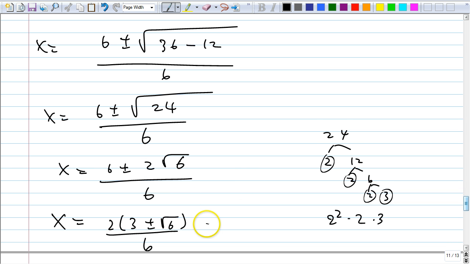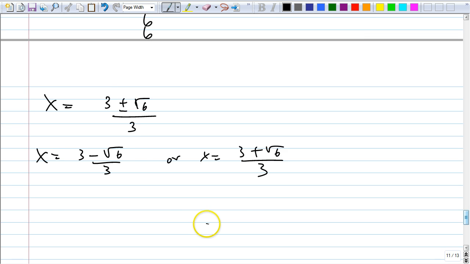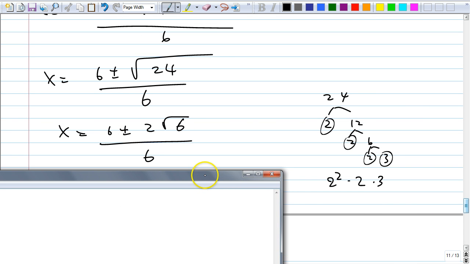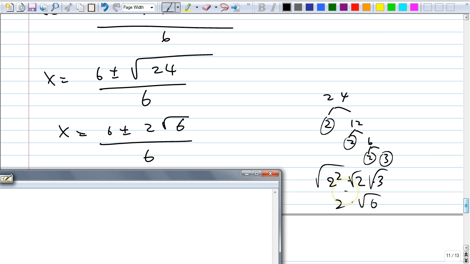Now, can I leave it as this? Am I done? Everybody see why square root of 24 is really 2 rad 6? Because like I said, it's 2 squared times 2 times 3, all square rooted. So we get 2 times square root of 6, right? Am I done? Not quite.